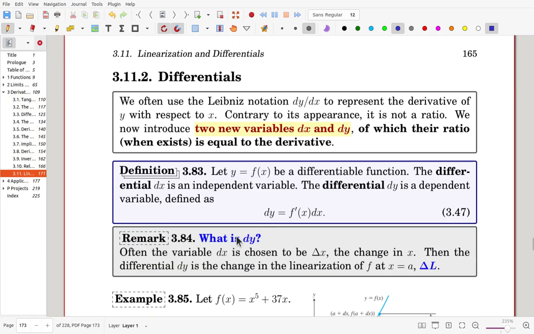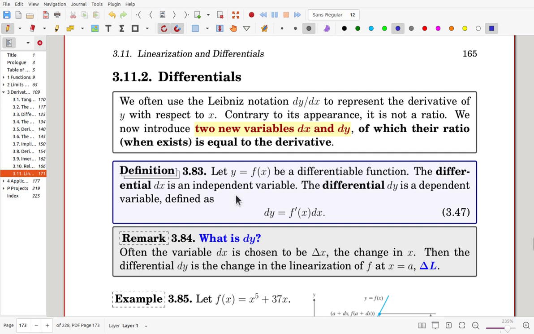Now differentials. If we consider the derivative dy over dx, it is not a ratio. However, we'll try to deal with this derivative like a ratio. And particularly when the ratio is the same as the derivative, we'll consider them as some variables, and eventually dy over dx looks like a ratio.